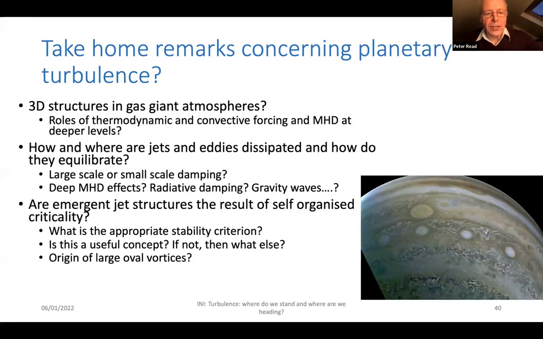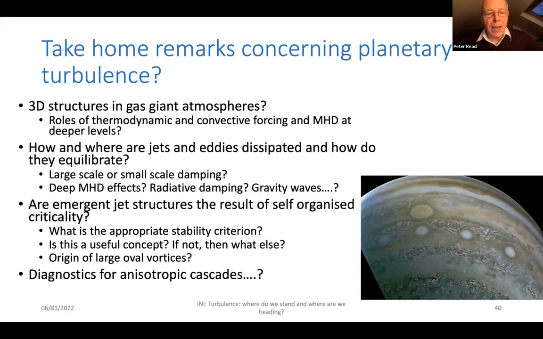Another big question is the origin of large-scale oval vortices. Is this some sort of flux loop behavior, where the jets themselves are driven by eddies, and then the eddies themselves become unstable, weakly unstable, and start generating secondary structures?